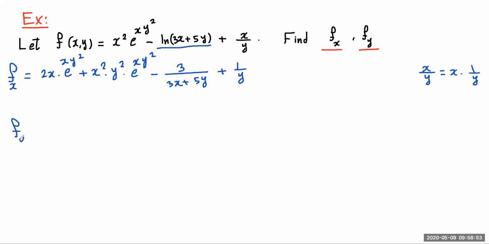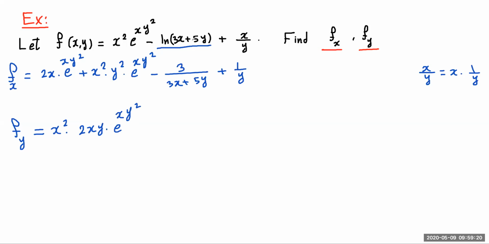Let's calculate fy. Here x power 2 is constant. Now the derivative of e power x y power 2, with respect to y. So it will be the derivative of x y power 2, which is 2xy. So 2xy times e power x y power 2.